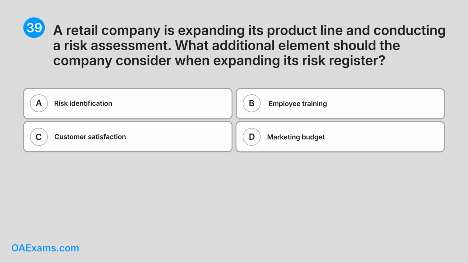39. A retail company is expanding its product line and conducting a risk assessment. What additional elements should the company consider when expanding its risk register? A. Risk identification. B. Employee training. C. Customer satisfaction. D. Marketing budget. What do you think is the answer?